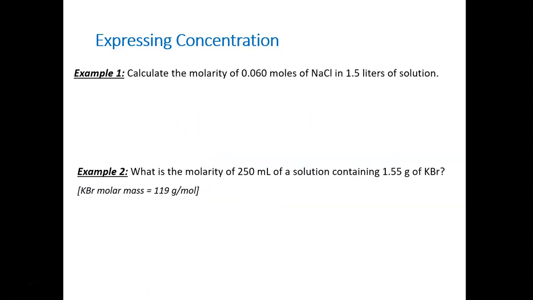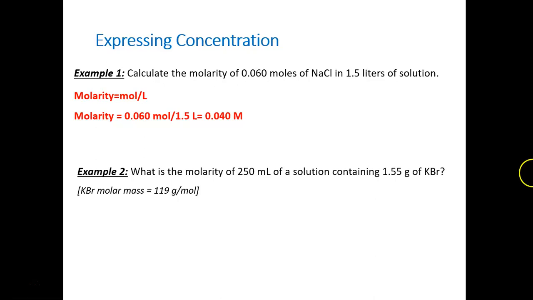So let's look at two examples where we're calculating molarity. So the first is to calculate the molarity of 0.060 moles of sodium chloride in 1.5 liters of solution. So molarity is the moles of solute over liters of solution. So we would divide the moles by the liters and we get 0.040 molar, capital M. You could also use moles per liter as your units there.